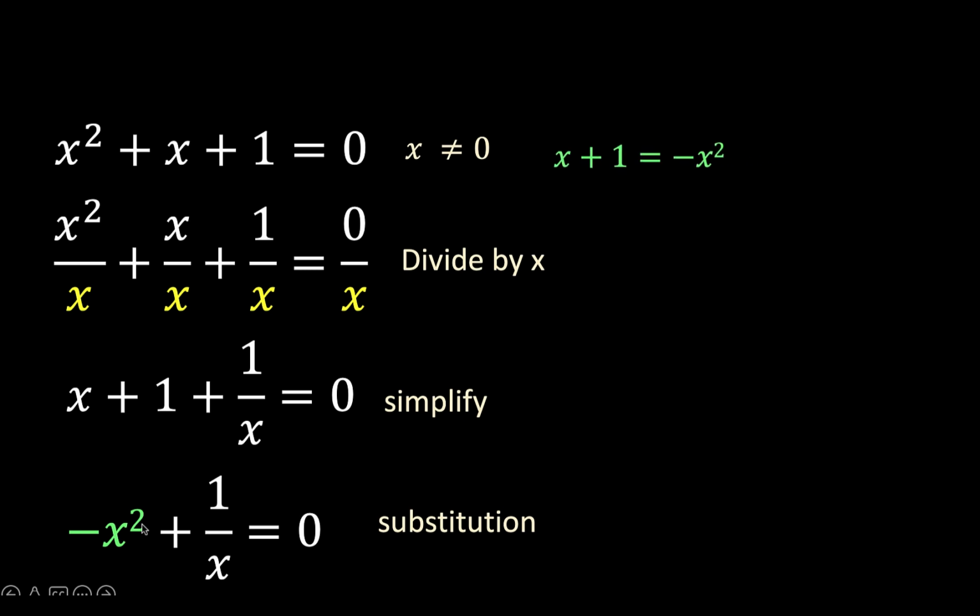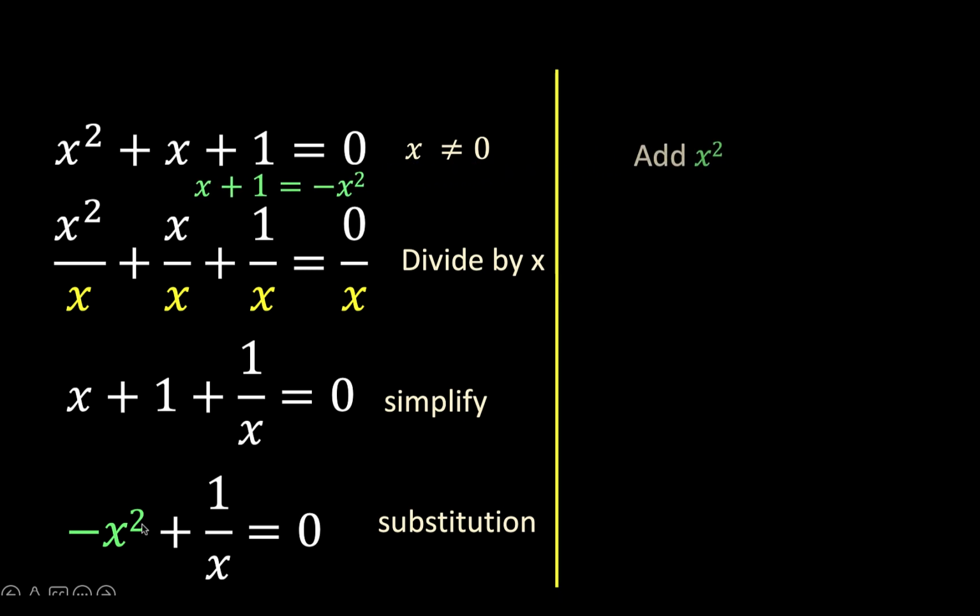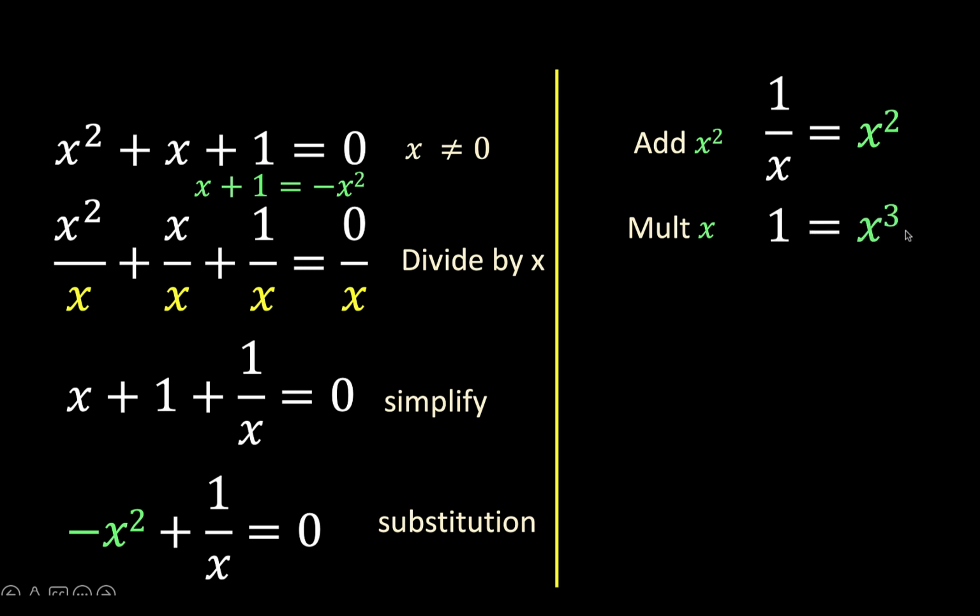And then let's simplify this further by adding x squared to both sides of the equation to arrive at this. So we have 1 over x equals x squared. We accomplish this by adding x squared to both sides of this equation. And then multiplying both sides of this resulting equation by x, we arrive at 1 equals x cubed. And getting the cube root of both sides of the equation, we arrive at 1 equals x.